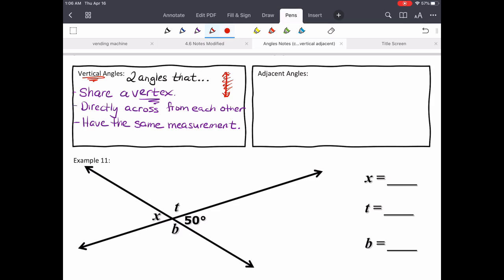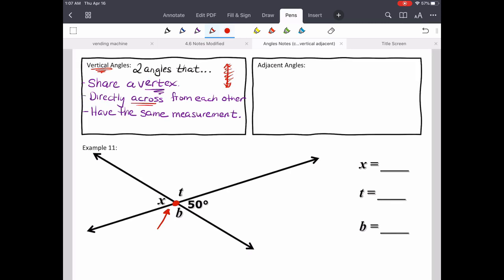Now, the vertex of an angle is right here. That's the vertex right there. So the vertex is where those angles meet. That's kind of a point. You don't actually have to draw a point, but the vertex is where an angle begins, or where the rays kind of intersect each other, stuff like that. But that's where vertical angles get their name, from the vertex. They share a vertex. They're directly across from each other. They have the same measurement. So I would say that, like, angle T, right here, angle T is vertical from angle B. They're both.